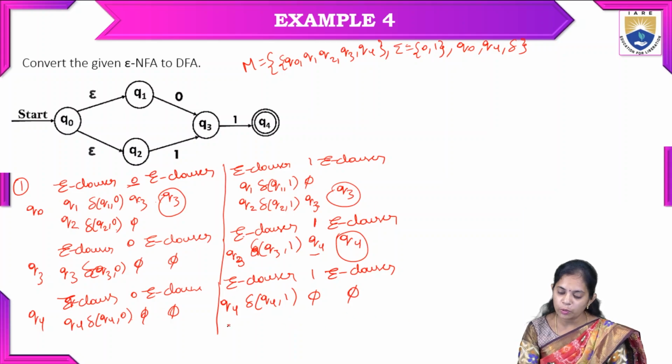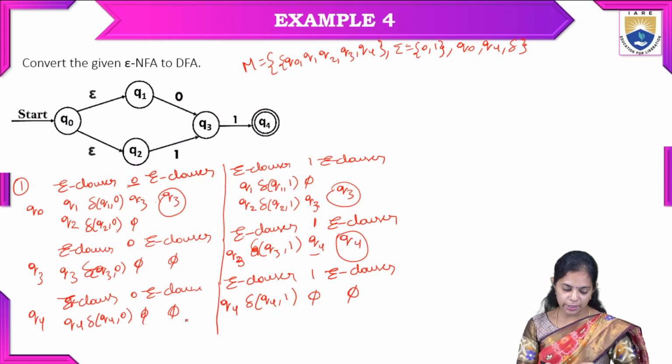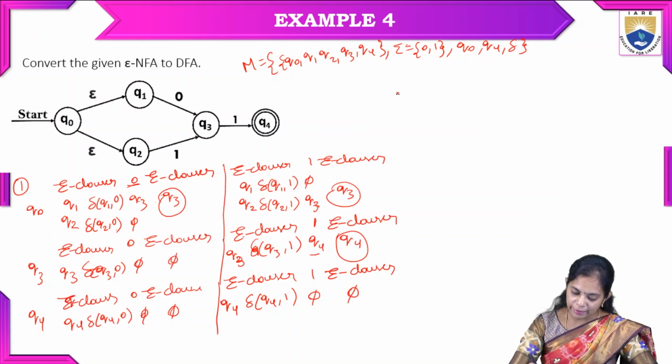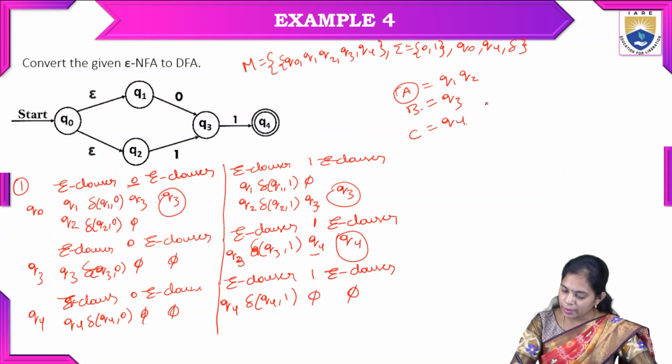Here no more new states are repeated, so we will write the states here. I will name it as A. So A is equal to Q1, Q2, and B is equal to Q3, and C is equal to Q4. We will write the same thing in the diagrammatic representation. The initial state is A, and Q4 is the final state, so C is the final state here.